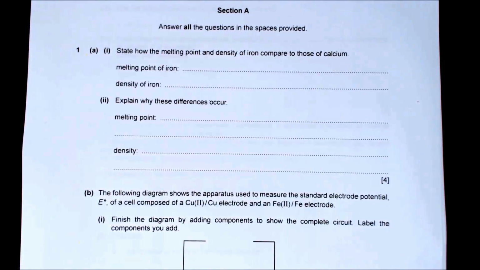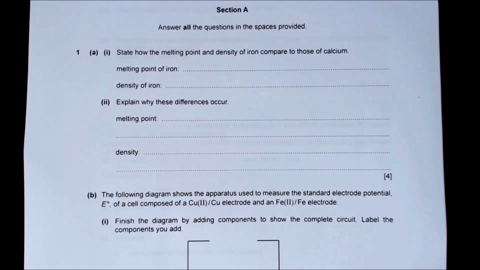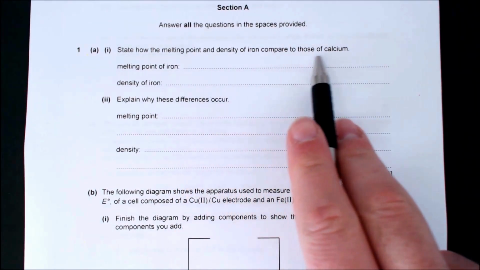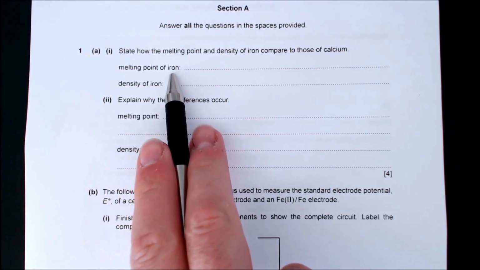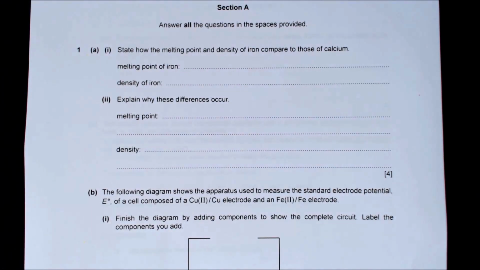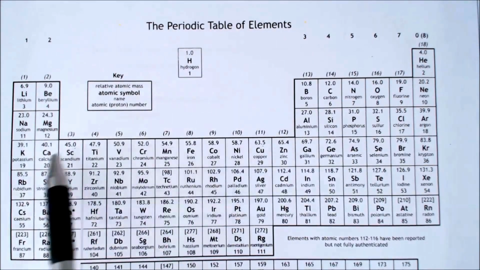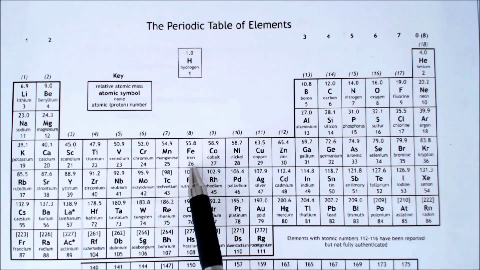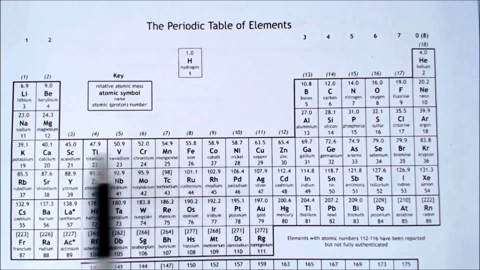So question 1. It starts by saying, state how the melting point and density of iron compare with those of calcium. So we're looking at the melting point of iron. If I bring in our periodic table, we can see there's iron there, and there's calcium over there. Iron obviously has more protons than calcium. This is actually going to have an effect, because they're both metals.